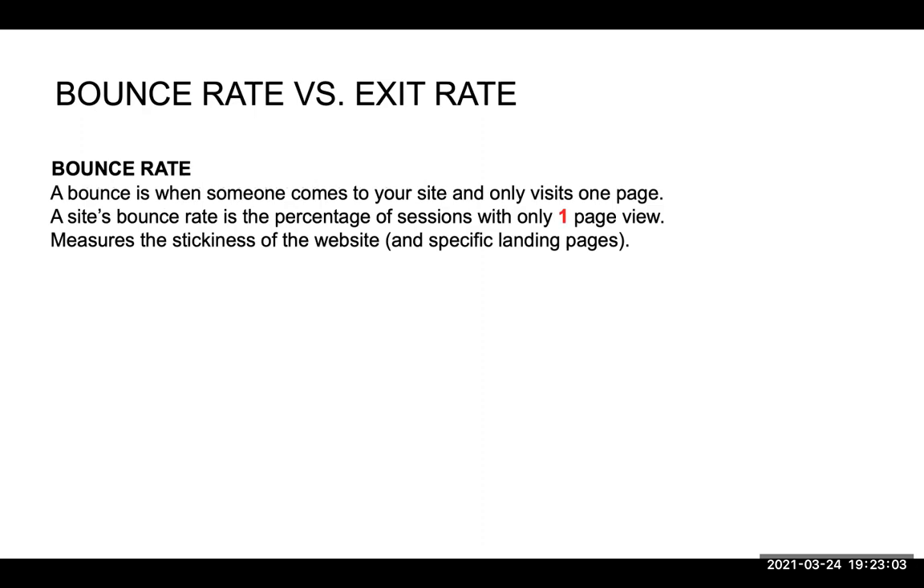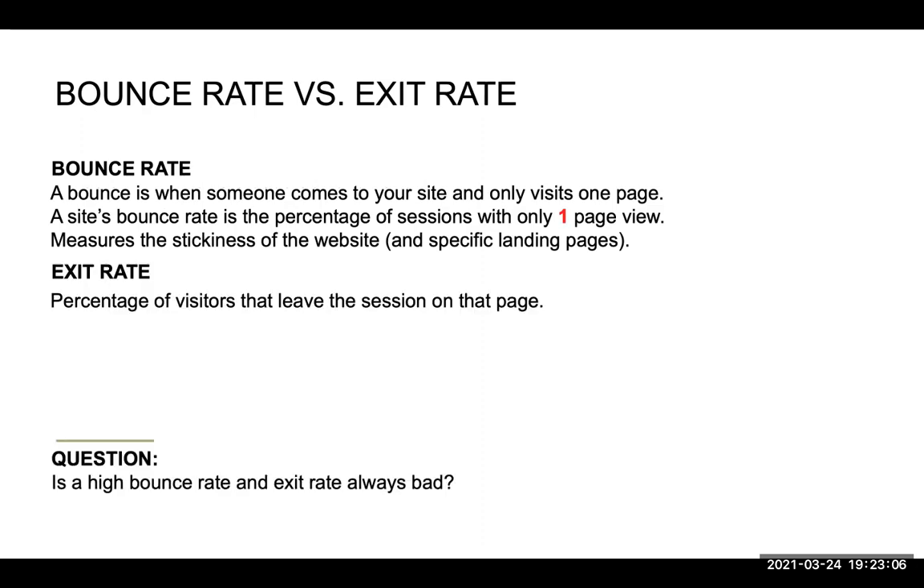We're not going to go into all of those discussions because we did them already. So bounce rate is when someone comes to your website and only visits one page. A site's bounce rate is a percentage of sessions with only one page view. So if the bounce rate is very high, it means that persons are coming to your website, but they're only interacting with one page. That might indicate a problem, all right? And it measures the stickiness of the website. The exit rate is which page, where are they leaving your website? It's a percentage of visitors that leave the session on that page.